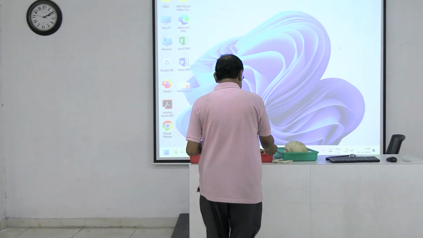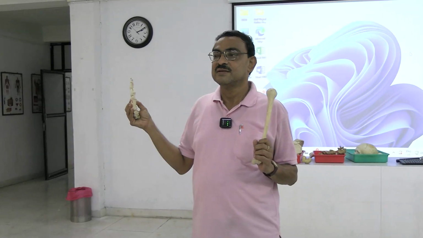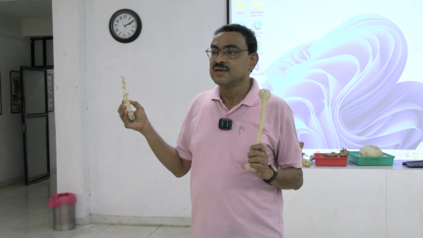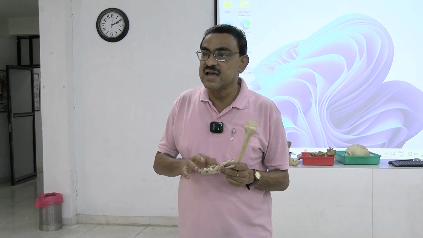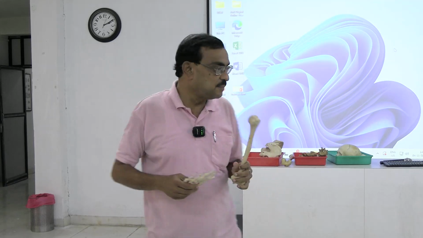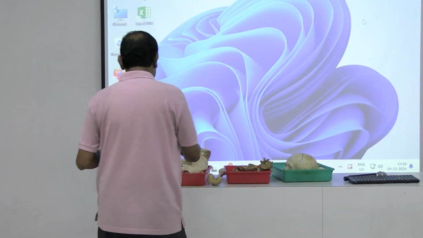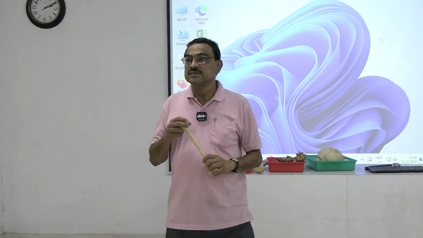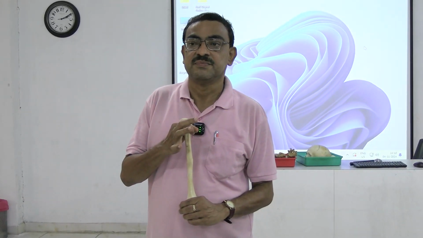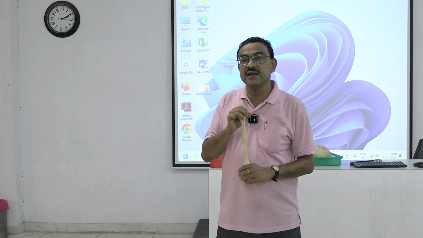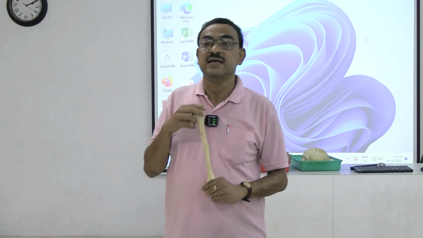But in a short long bone, it has got an upper end or a lower end, whichever you can describe, and only the shaft. In the long bone, there are two ends, upper end, lower end, and the intervening shaft.